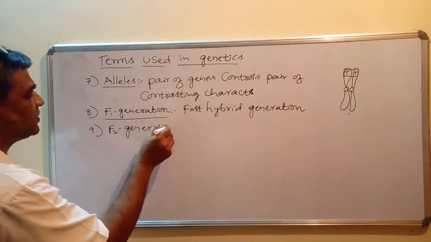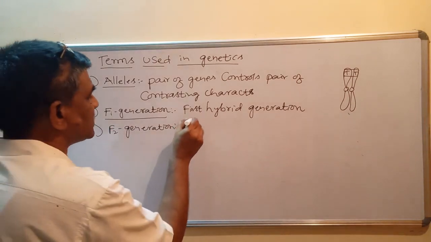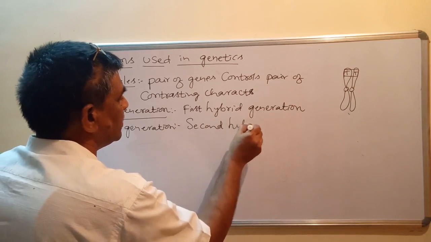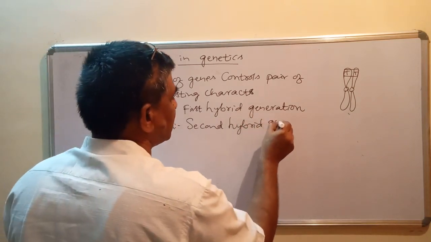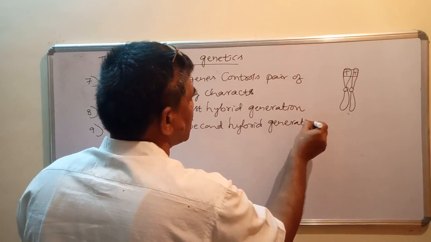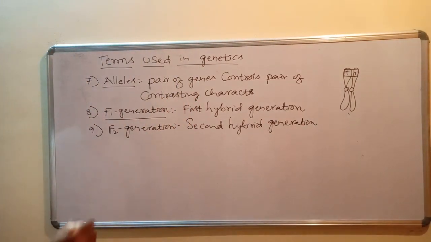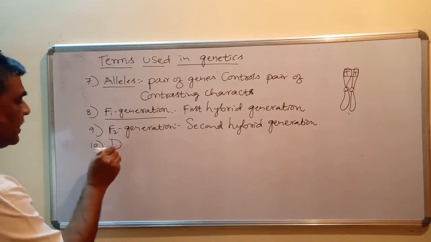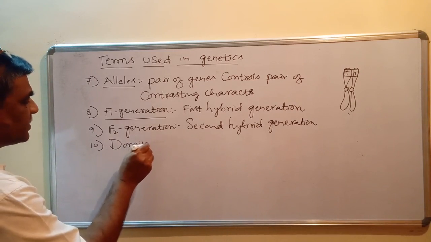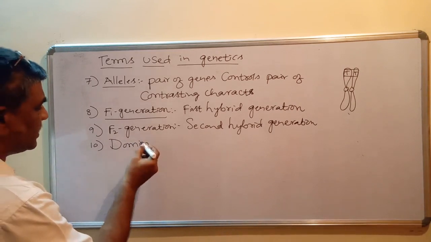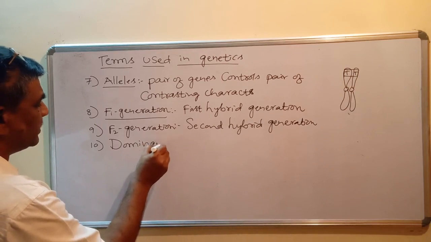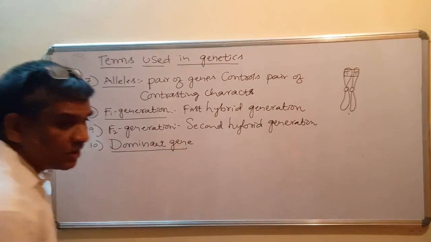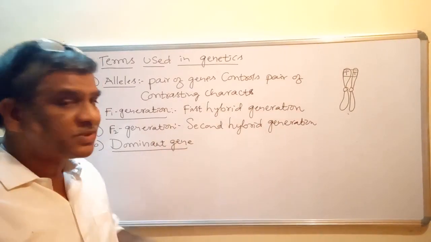generation. In simple language, we can call it the second generation. The second hybrid generation, which is developed in a cross or hybridization technique, is called F2 generation. Similarly, another term we can use is dominant. Generally we use it in this concept, and we can also use it in society. In genetics we can use the term dominant gene. Outside also we can use the word dominant.